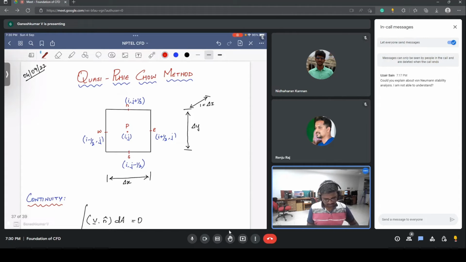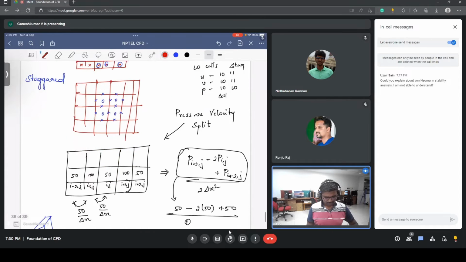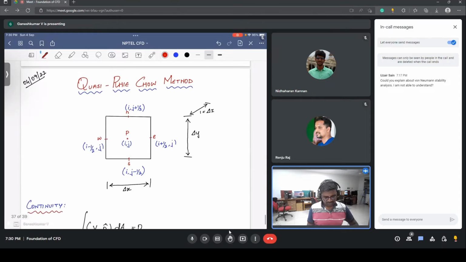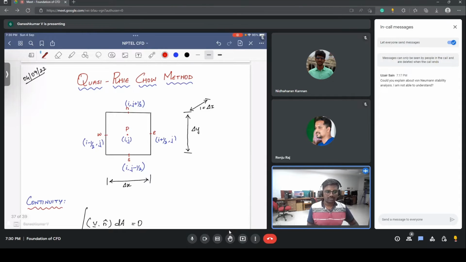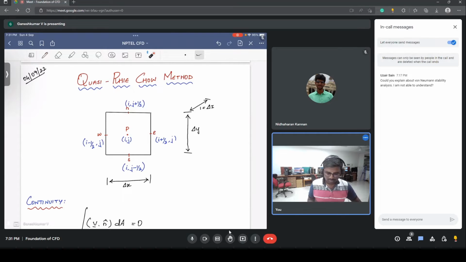There are two types of grids: collocated grid and staggered grid. What has been taught is that collocated grid leads to pressure-velocity splitting, and staggered grid doesn't. But today there is one method called the Rhie-Chow method. It uses a collocated grid, and without use of a staggered grid, we will be able to overcome this pressure-velocity splitting. So we will quickly go through what this method does.